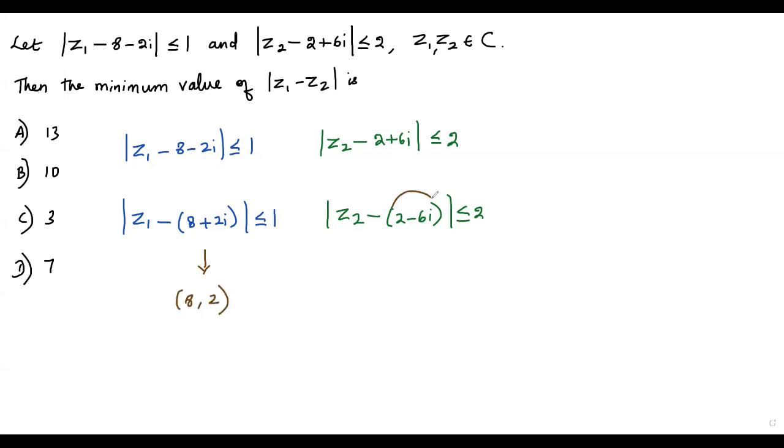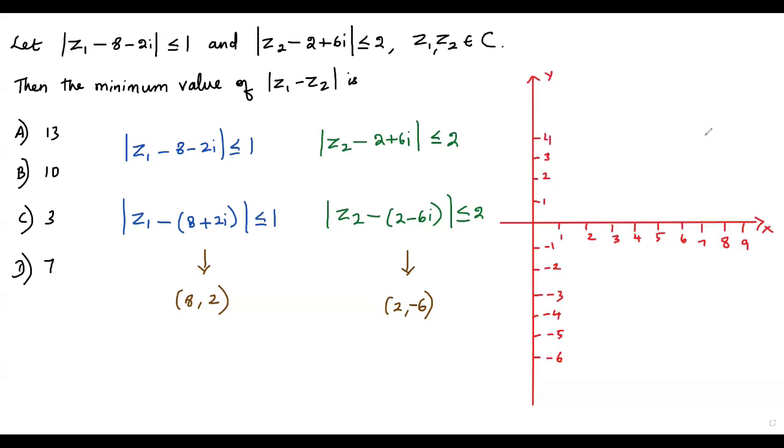And the point corresponding to this complex number is (2, -6). Okay, now what I have to do is draw a complex plane. On the complex plane, I have to plot these two points, (8, 2) and (2, -6). Okay, let me sketch a complex plane.